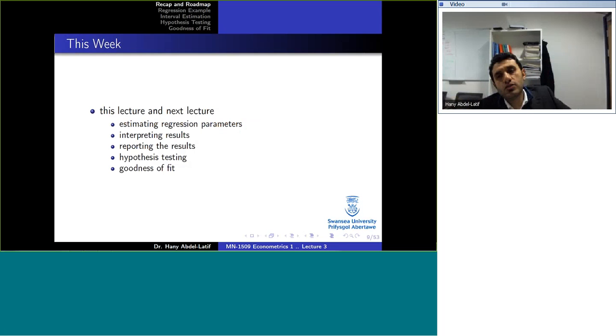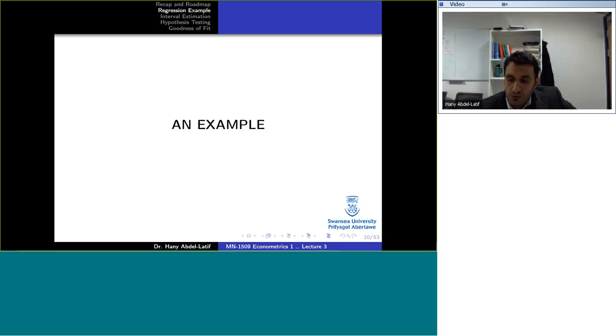What we're supposed to cover today and in the next lecture, so I'm talking about this week: we need to see how to estimate the regression parameters, interpret the results, and report the results. These three are very important for the assignment, which is due next week. Also hypothesis testing and goodness of fit, which we'll probably discuss in the next lecture. But let me now show you through an example how to estimate beta 1 and beta 2, and then how to report and interpret those results. At the end of this part of the lecture, I'll show you how to do this using EViews.